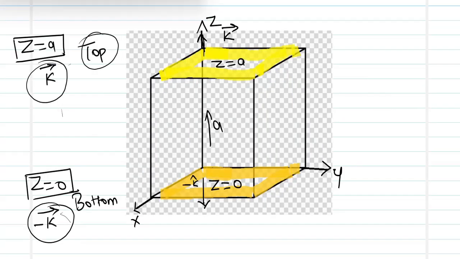And the last one is going to be your top and the bottom faces, with z equal to a on top with k vector as the unit outward drawn normal, and the bottom face with z equal to 0 with unit outward drawn normal equal to minus k. Now these 6 faces entirely define your cube.